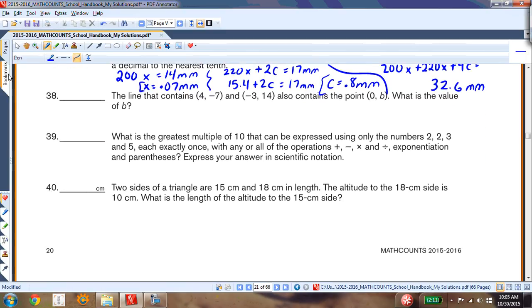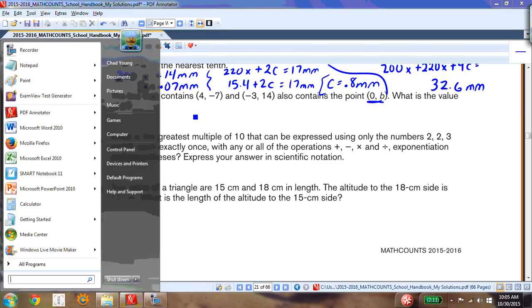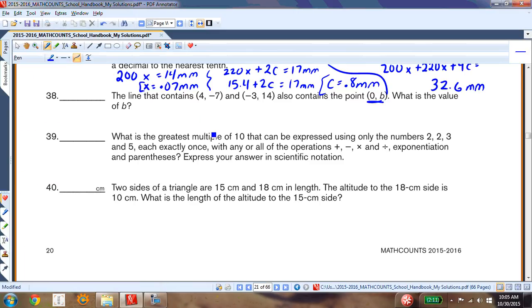The line that contains 4, -7 and 3, -314 also contains a point 0, b. What is the value of b? Well, note that this is the y-intercept, b, because that's at x equals 0. So if I can find the slope, then I can plug in one of the points and then find the y-intercept just from the equation of the line. So let's find the slope first.